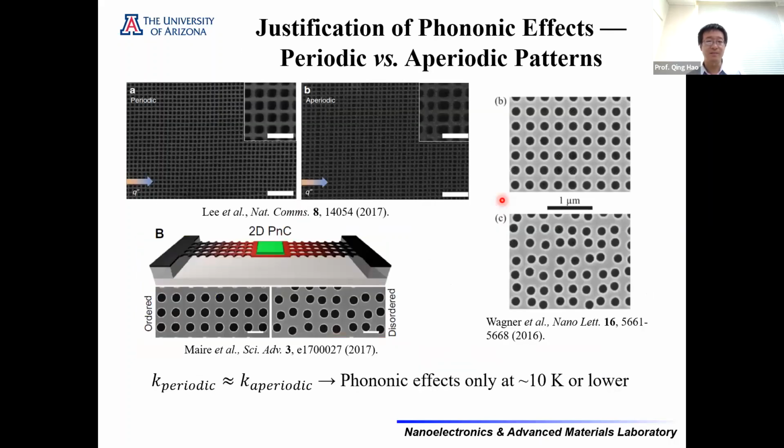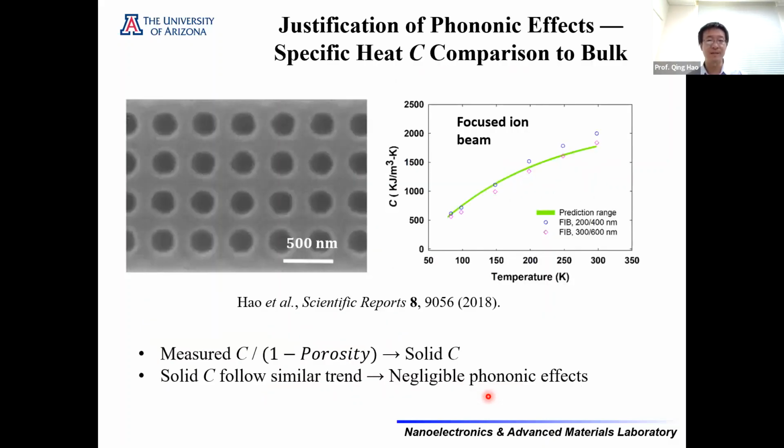So in measurements, there are different ways to justify the importance of phononic effects. One simple way is to compare the thermal conductivity between periodic and aperiodic patterns, because wave effect requires periodic patterns, and we should see some difference between the two cases if the phononic effect is dominant, right? So the comparison studies by several groups actually suggest that phononic effects can only be important at about 10 Kelvin or lower. The second approach to justify the phononic effects is to measure the specific heat, right?